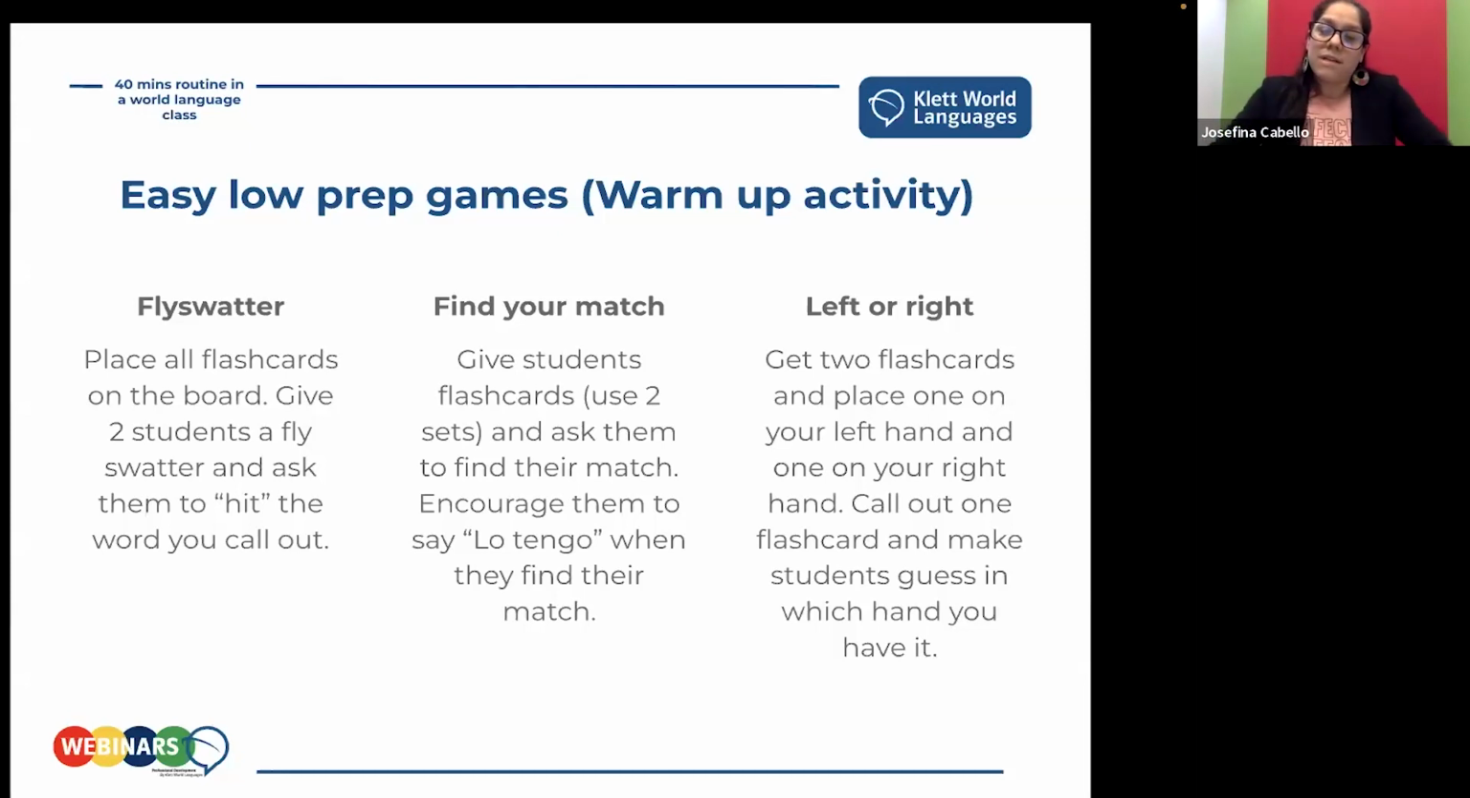So my next activity is find your match. Again, with flashcards, you're going to have two sets of flashcards and you're going to give a flashcard to each student and they're going to find their match. So when they find each other in Spanish, lo tengo means I have it. So you can adapt that to your language, to any language that you're teaching.